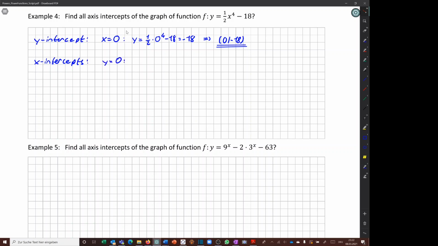To find the x-intercepts, well, for the x-intercepts we know the y-coordinate: where the graph cuts the x-axis, there the y-coordinate is 0, so we can insert now into the function equation the y-coordinate 0. So we get this equation here.